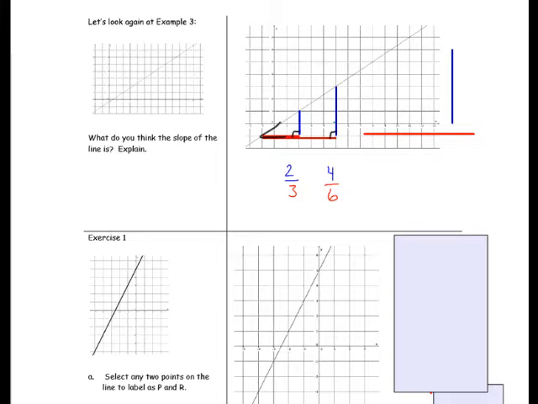That means that their side lengths will be in proportion and will have the same ratio. We can also have a third triangle with these points. This gives us a vertical distance of 6 and a horizontal distance of 9. All of these have a slope of 2/3.